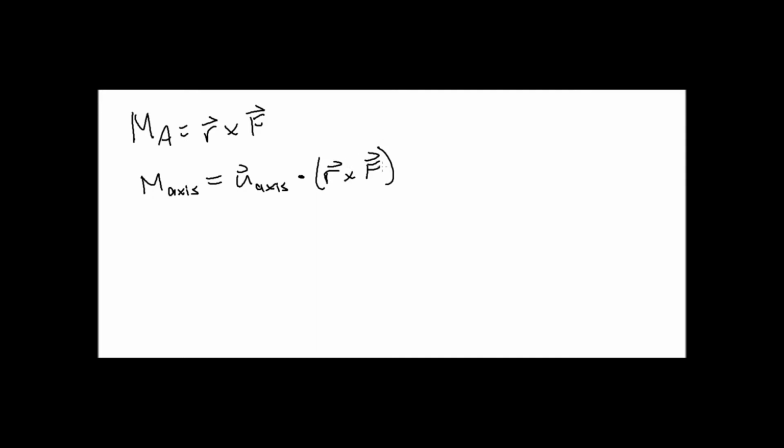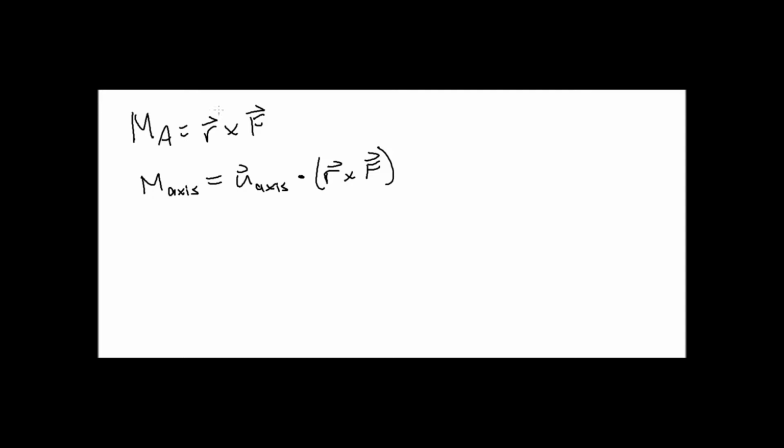When we take moments in 3D space, we can either take them around a point or around an axis. If we take them around a point, then we use our formula r cross F. And if we take them about an axis or a line, then we use the formula: the unit vector of that axis, dotted with our regular r cross F.